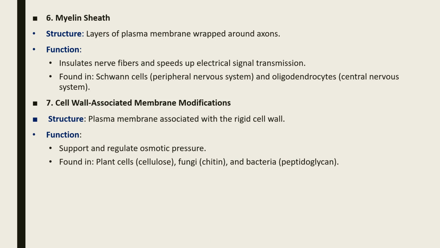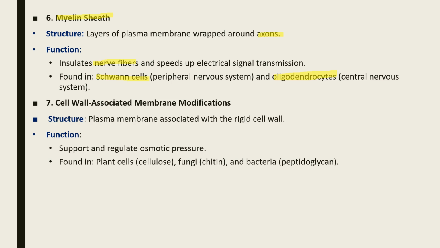Topic number 6 is the myelin sheath. Where is the myelin sheath found? It is a layer of plasma membrane wrapped around axons. It is mainly found on the axon in the neuron cell. Its function is to insulate neuron fibers and speed up electrical signal transmission, because a neuron has to communicate with another neuron, so it does that function. It is found in Schwann cells in the peripheral nervous system, and oligodendrocytes in the central nervous system. So it is basically found in the peripheral and central nervous system.